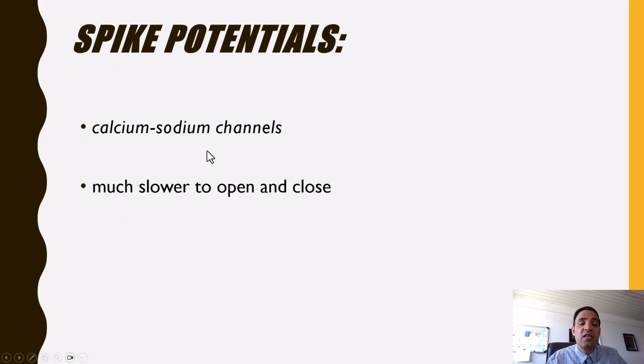But when the smooth muscle reaches the threshold, or when the magnitude of a slow wave is increased and reaches the threshold to generate action potential, then we have the spikes. You see that spikes or the action potentials are generated by calcium-sodium channels. These channels are not as fast as the voltage-gated sodium channel that we see in the skeletal muscle or in the nervous system. They are much slower in their opening and their closure.